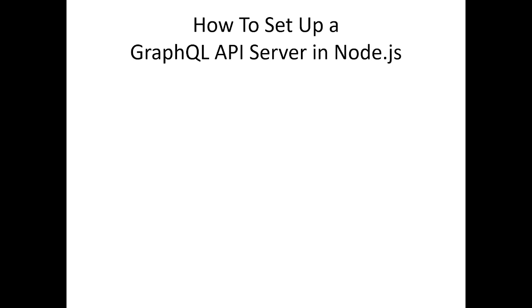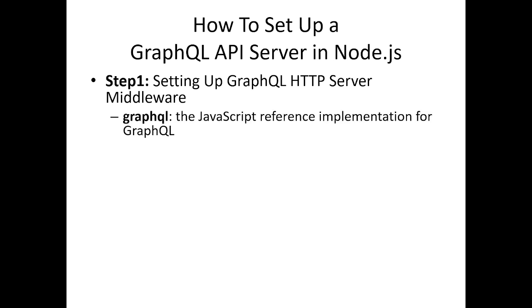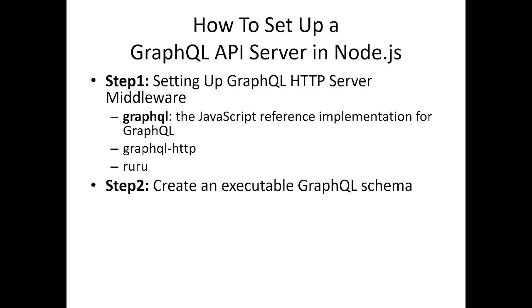In order to set up our very first Node.js application that interacts with GraphQL, step one, we are looking for a couple of different important middlewares. First one is GraphQL, which is the JavaScript reference implementation for GraphQL. And we have two more: GraphQL HTTP, and number three is the request library. We are going to understand how to utilize this in a simple example in a few minutes.